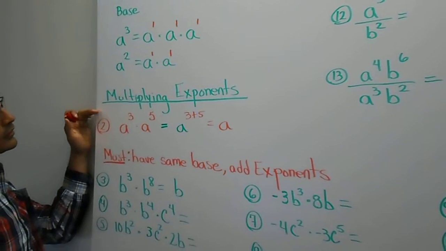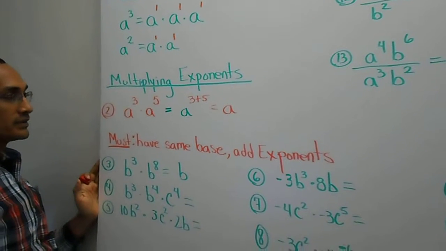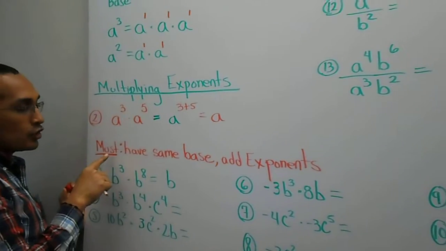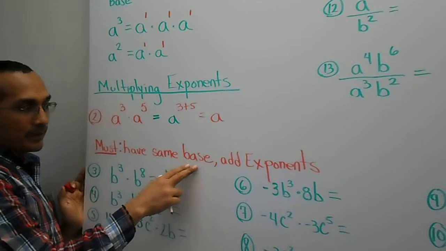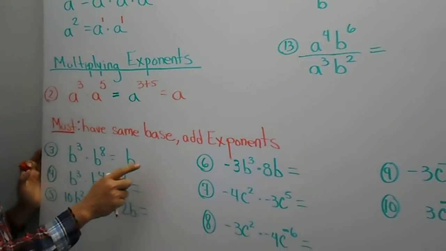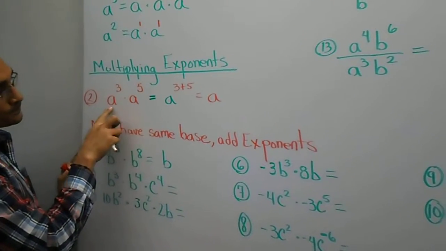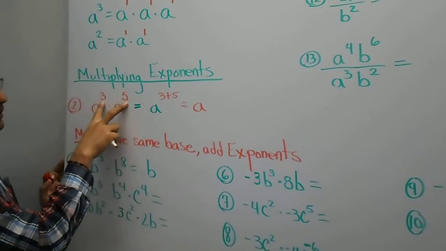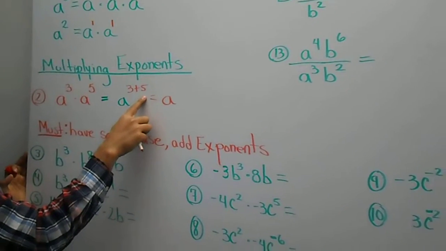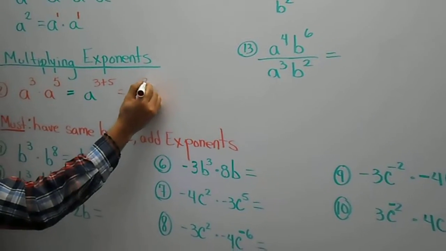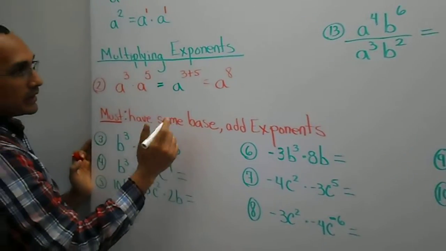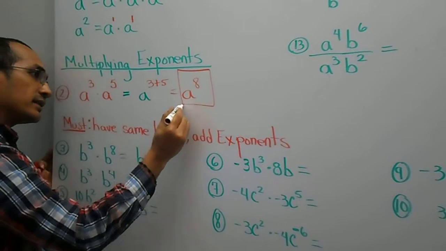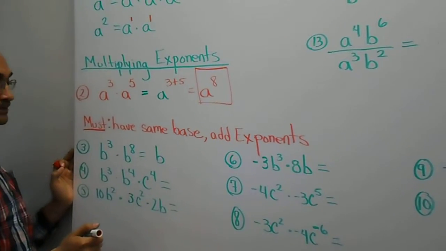Now, let's go on to the rules of multiplying exponents. Remember, you must have the same base in order for you to add the exponents. So in this example, a times a, same base, so you're going to add the exponents 3 plus 5. That gives you 8. So your answer for number 2 is a raised to the 8th power.